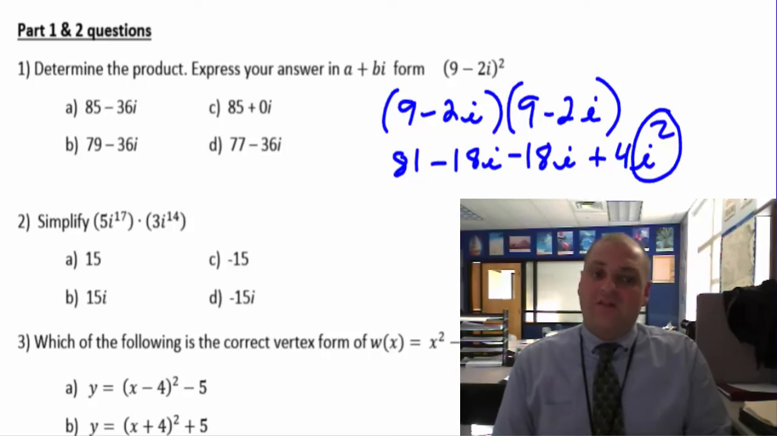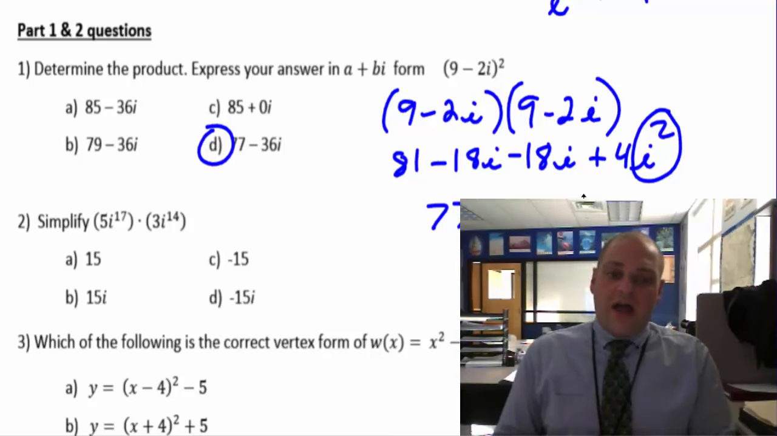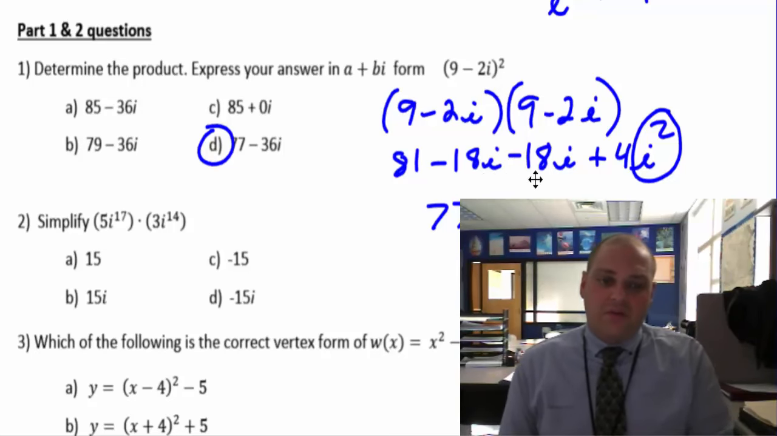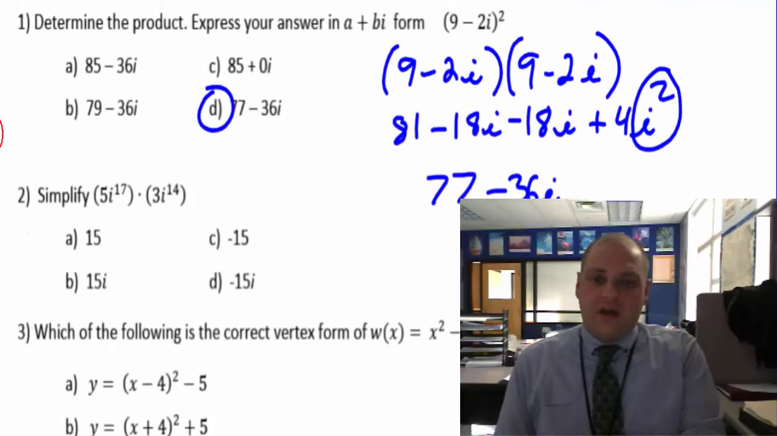I squared, you're going to see that a lot here. I squared, we know, is negative 1. You have to know that. 4 times negative 1 is negative 4. 81 minus 4, 77. And then this combines for minus 36i. All right, 77 minus 36i. You might put 0i if you get trapped into thinking those cancel out.